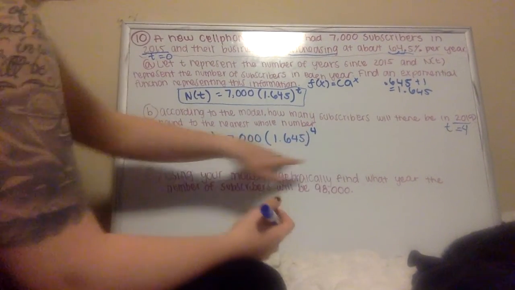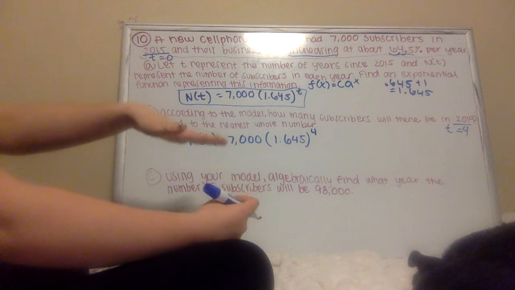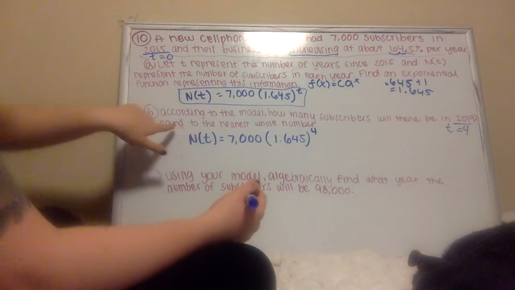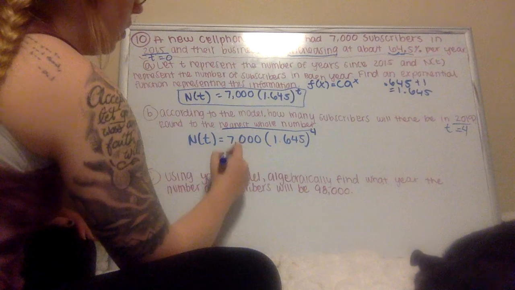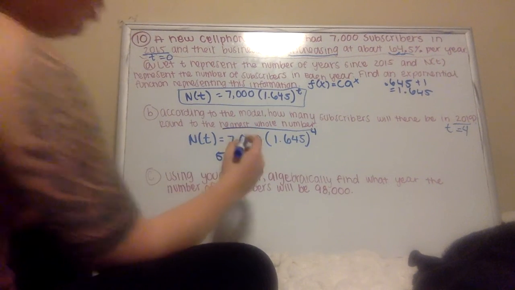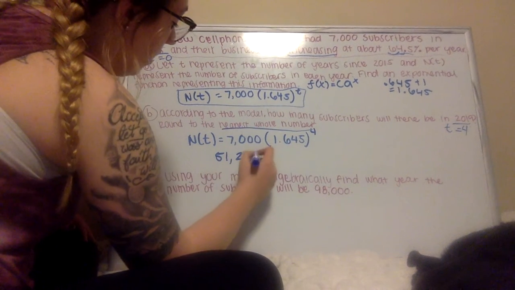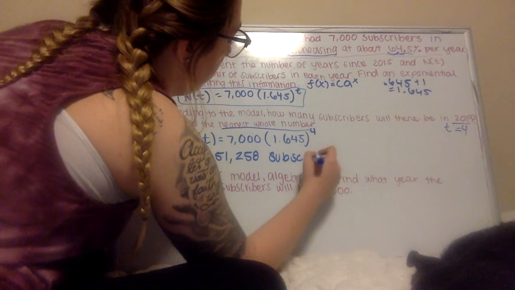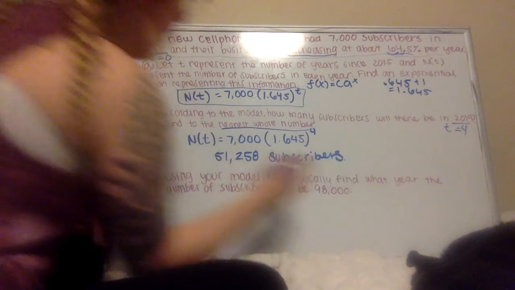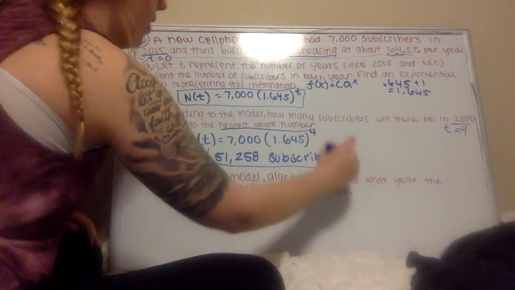Then you can plug this straight into your calculator, and when you round to the nearest whole number, you will get 51,258 subscribers. And we're always making sure that we're putting our units on so that we can get full credit for everything.